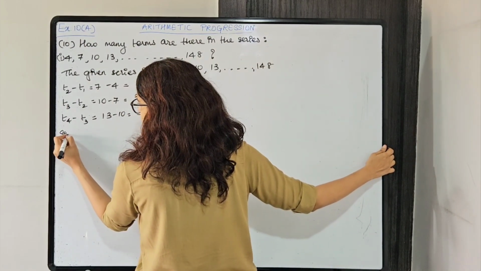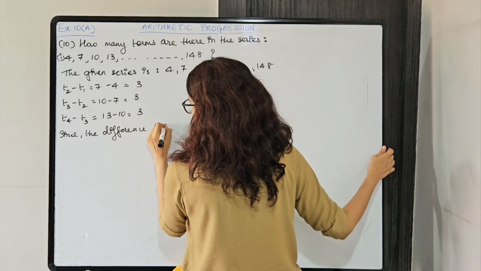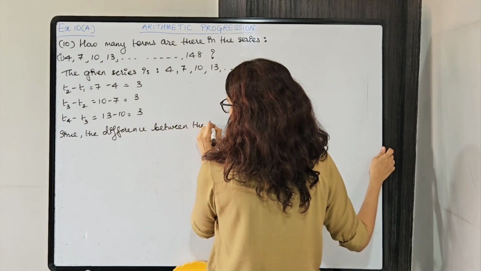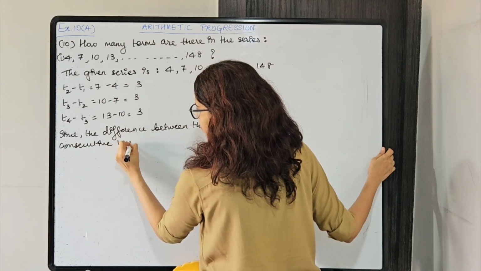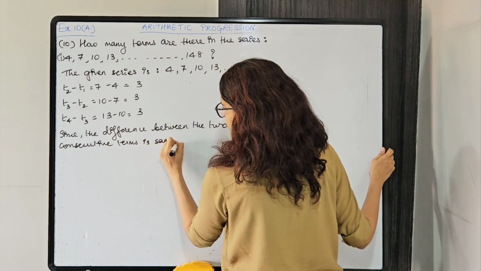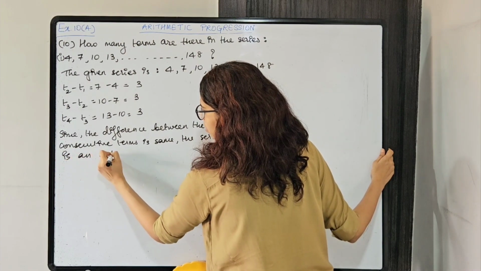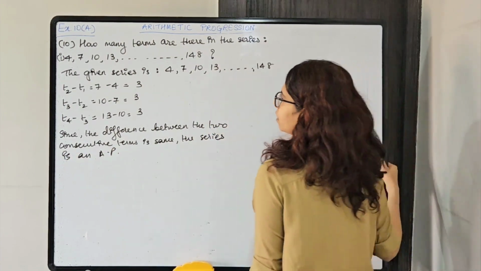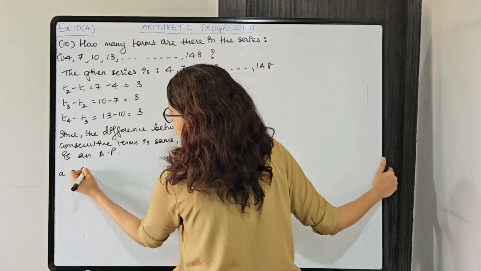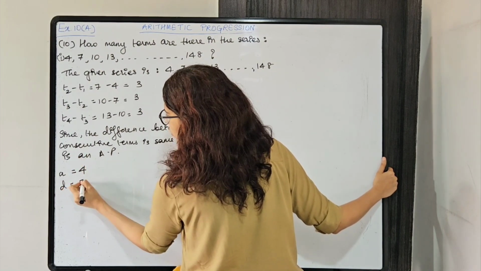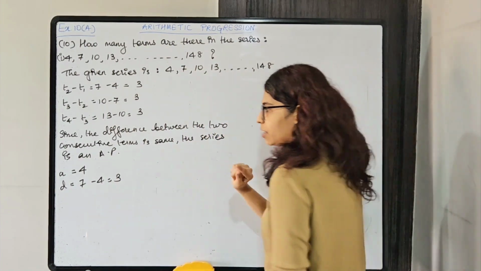So we'll write down the statement: since the difference between the two consecutive terms is same, the series is an AP. So since this is an AP, find out a and d. a is 4, d we just found out. l is 148, so write down l also.